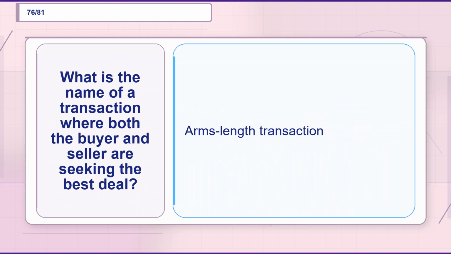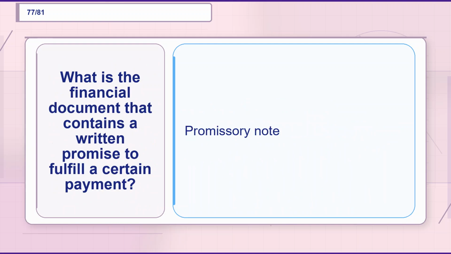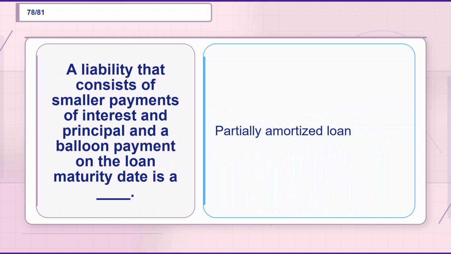Flashcard 76. Term: what is the name of a transaction where both the buyer and seller are seeking the best deal? Definition: arm's length transaction. Flashcard 77. Term: what is the financial document that contains a written promise to fulfill a certain payment? Definition: promissory note.